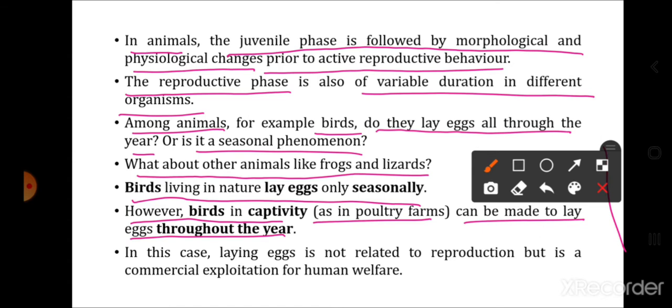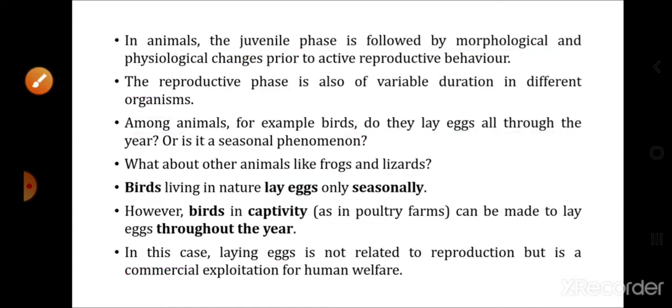So normally the birds will lay the eggs seasonally. In this case, egg laying is not related to reproduction, but it is a commercial exploitation for human welfare. So birds which are kept in captivity are made to lay eggs throughout the year. In such a case, this egg laying process is not related to the process of reproduction, but it is the commercial exploitation for human welfare.